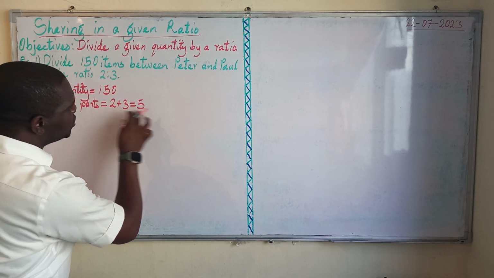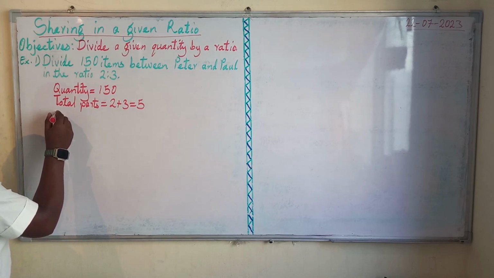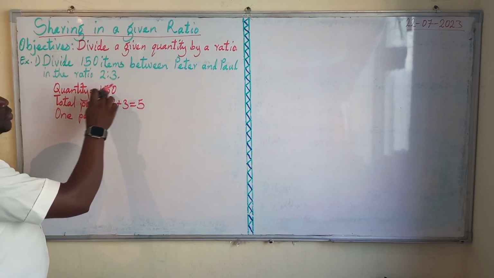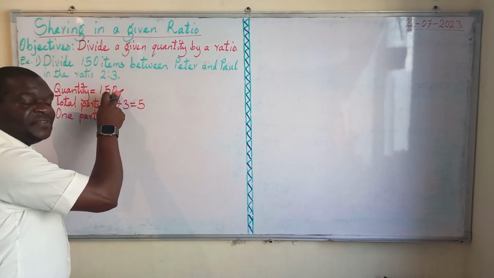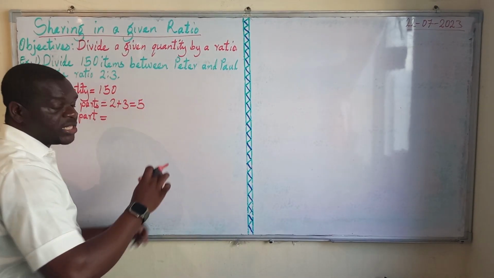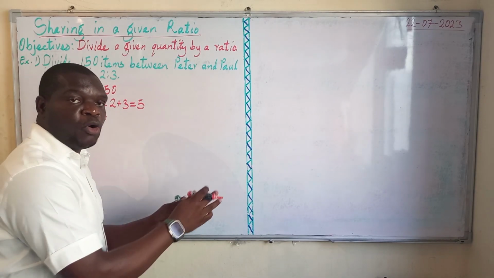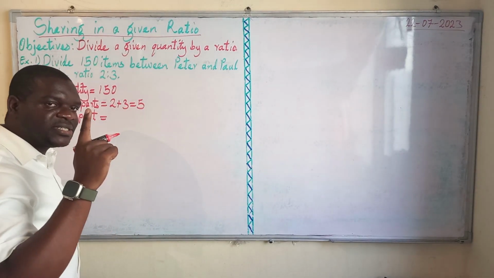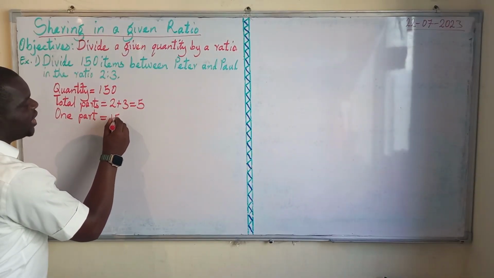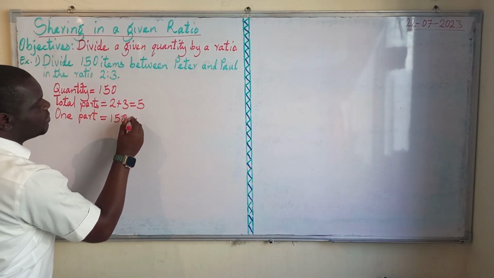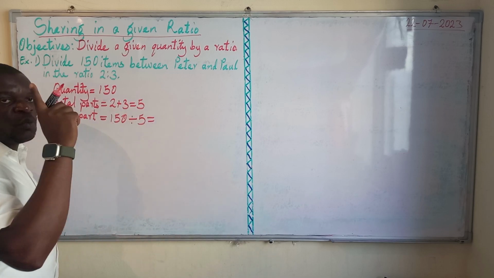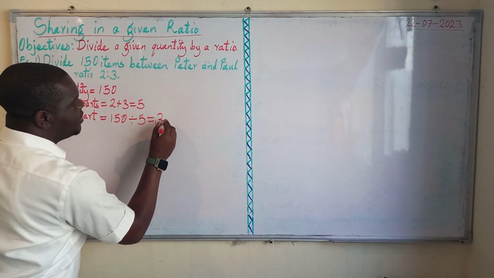If we can find total number of parts, then we can find one part. By one part, we mean if the total quantity is 150 and total number of parts to be shared between Paul and Peter is 5, then we can find one part. That will be 150, which is the number of items, divided by the 5 parts. We will have one part, and one part here will be 30.